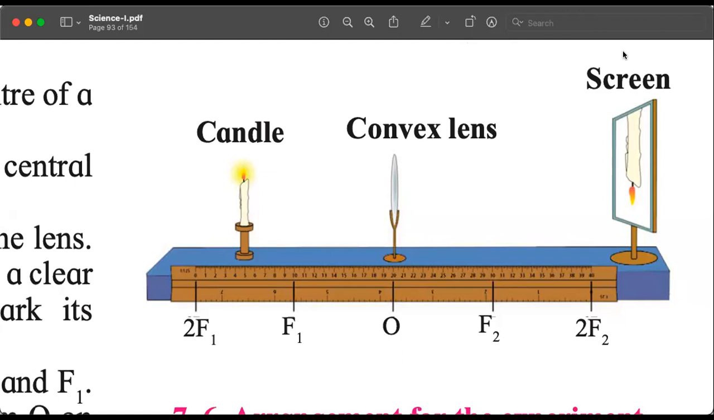So what experiment people did was, there is a model of the experiment which is given in the textbook on page number 82. It says, let us take a convex lens, put it on a stand, here, and we are taking a candle also. We are taking a screen. This screen can just be a mirror. Plain mirror can act as a screen. Not glass, but plain mirror.